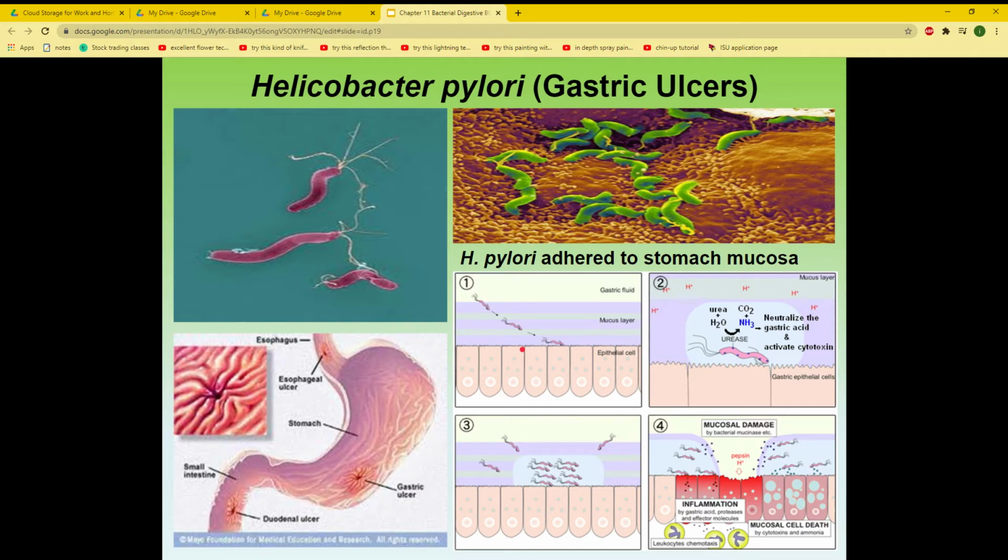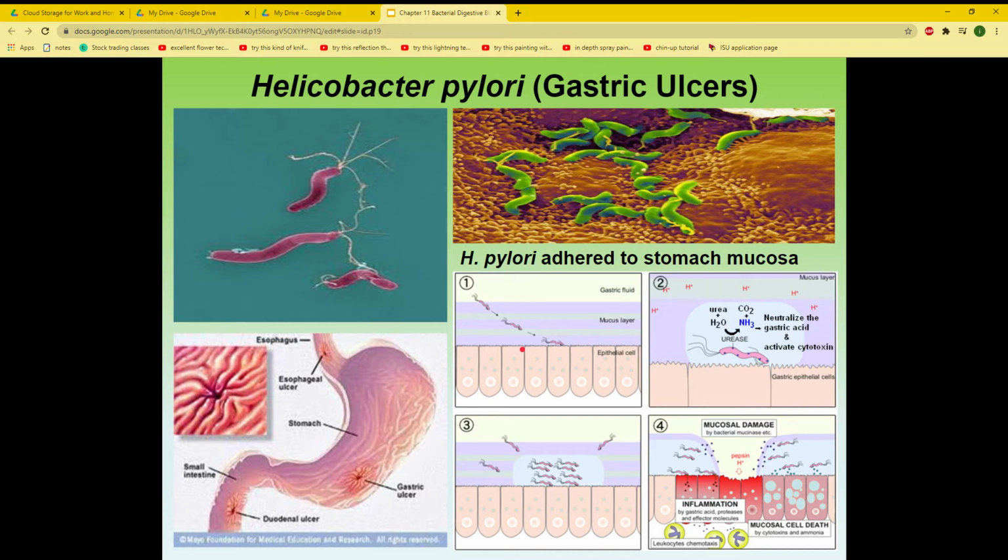Regardless, I thought we'd finish up Chapter 11, Bacterial Diseases in the Digestive Tract. We finished last time talking about E. coli and the idea that there are specific strains of E. coli that, primarily because of the plasmids that they carry, are really nasty, and most E. coli is not going to be an issue.